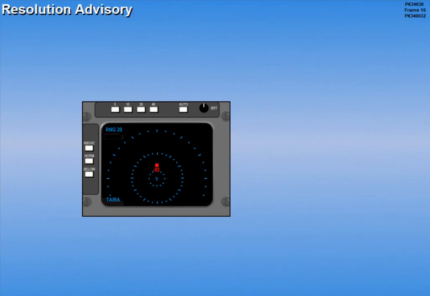Resolution advisories, or RAs, are provided to ensure separation from all altitude reporting aircraft. A resolution advisory is displayed as a solid red square and is considered an immediate threat.